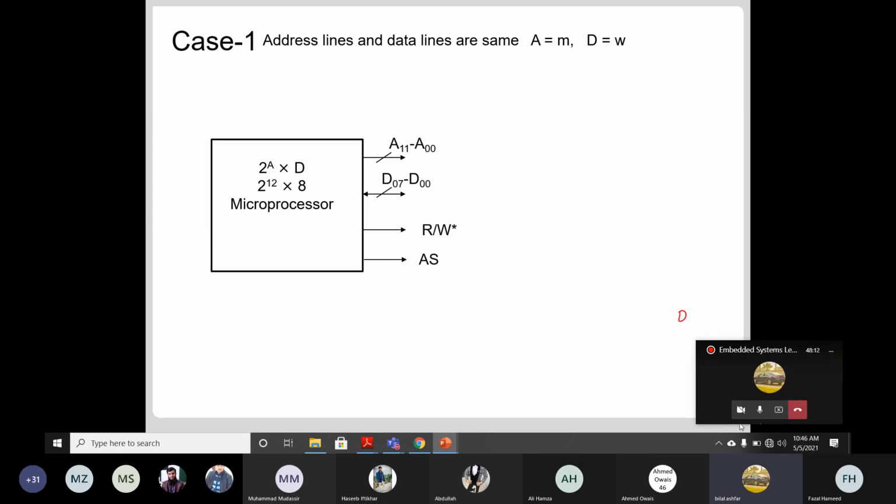Sir, it will be 0 to F, no, 0 to F will not happen. D15 to D00, am I right or not? Yes, D15 to D00. Let's assume that the size of the data lines is 32 bits. Then D31 to D00. Am I right or not?